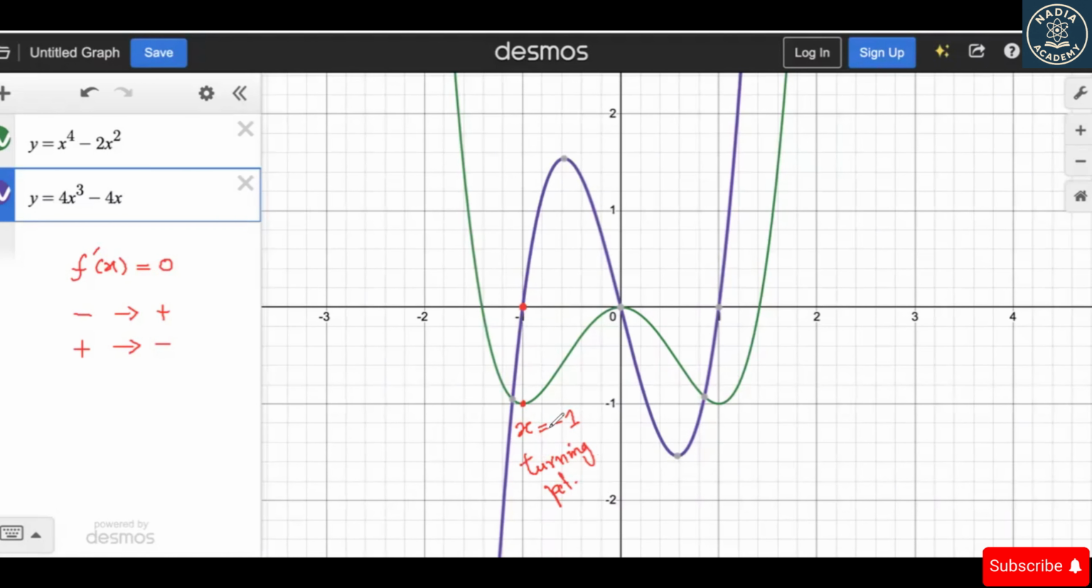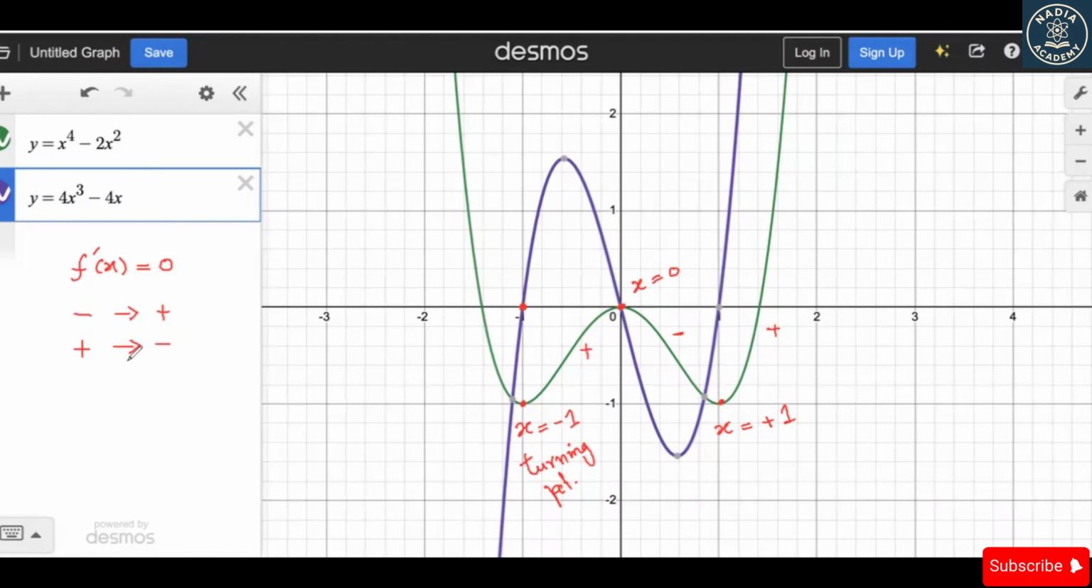Now, if we go further, at the origin, what is happening? Our gradient is positive before the origin, and after this origin, the gradient is negative. Then you see the sign changes from positive to negative, and we do have here again our turning point at x is equal to 0. And then we also have another turning point where the sign is changing from negative to positive, and we have another turning point at x is equal to positive 1.